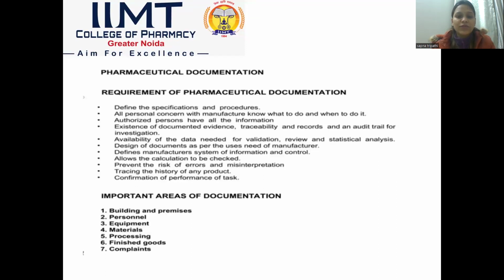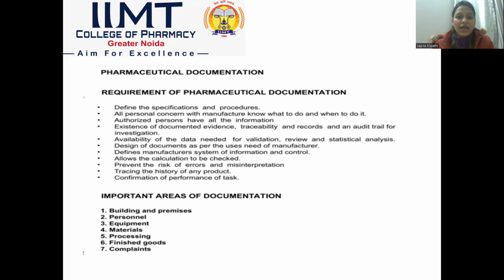Now, pharmaceutical documentation. What are the requirements of pharmaceutical documentation? The first requirement is that it defines the specifications and procedures. All personnel concerned with manufacture know what to do and when to do it. Authorized persons have all the information. Existence of documented evidence, traceability and records, and an audit trail for investigation. Availability of the data needed for validation, review, and statistical analysis.